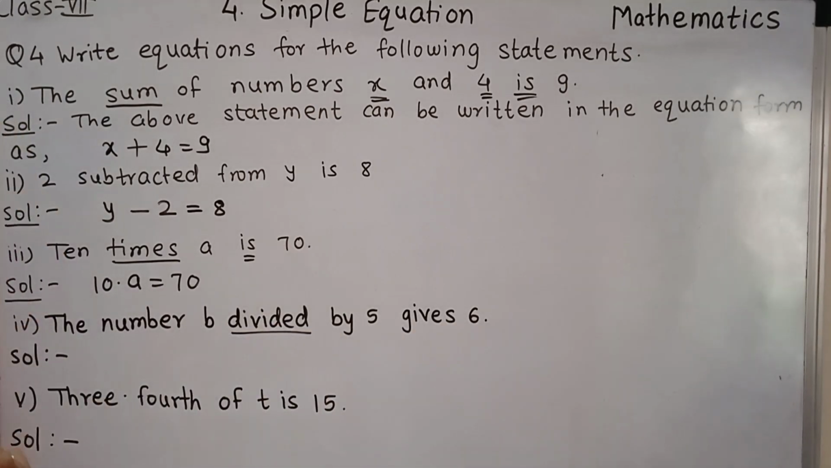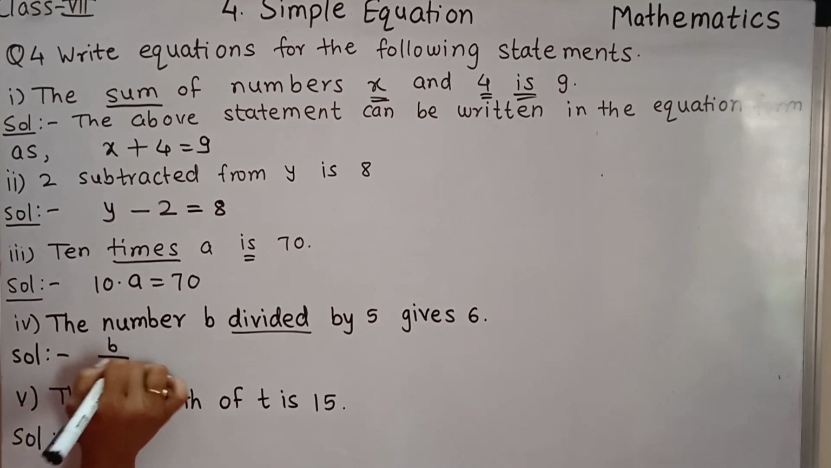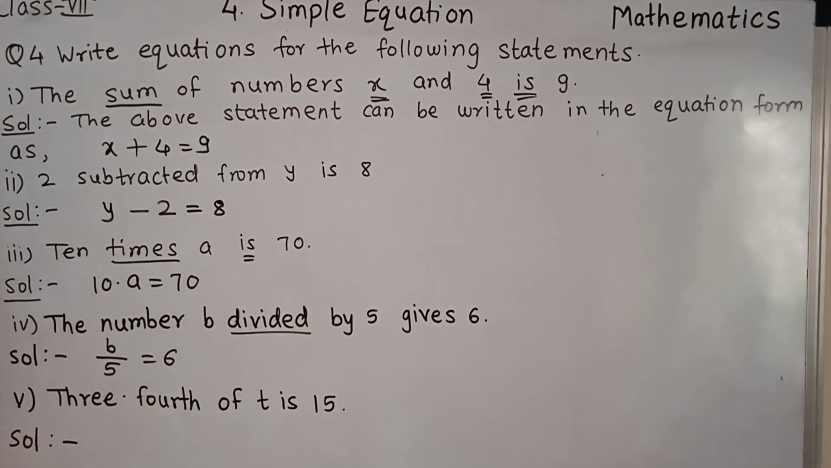Fourth one is: the number b divided by 5 gives 6. So here we need to do the division. So b divided by 5 gives 6. So the equation will be b divided by 5 equal to 6.